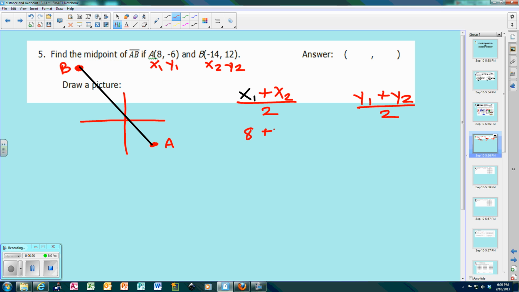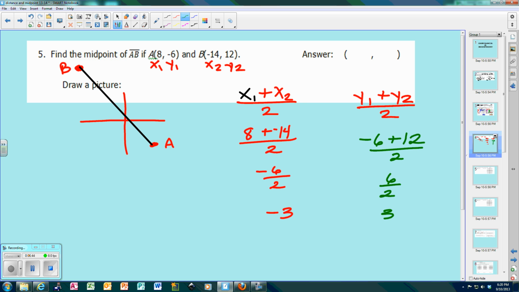So 8 plus -14 divided by 2, that's -6/2, which is -3. And now I'm going to do the same thing with my y values. So I've got -6 plus 12 divided by 2. So that's 6/2, which is 3. So my final answer is (-3, 3).